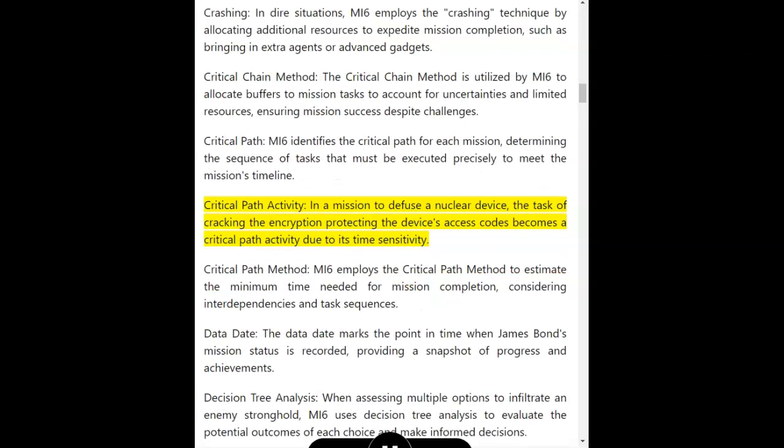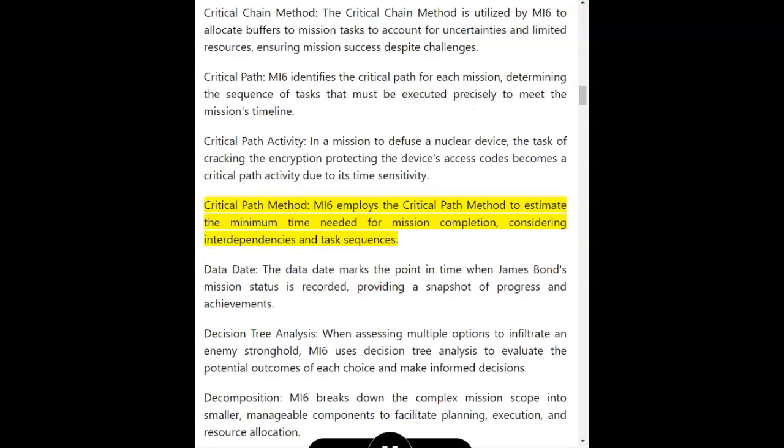Critical Path Activity. In a mission to defuse a nuclear device, the task of cracking the encryption protecting the device's access codes becomes a critical path activity due to its time sensitivity. Critical Path Method. MI6 employs the critical path method to estimate the minimum time needed for mission completion, considering interdependencies and task sequences.